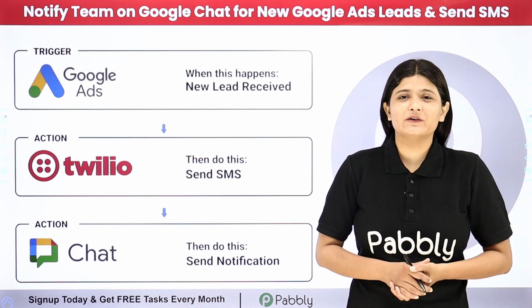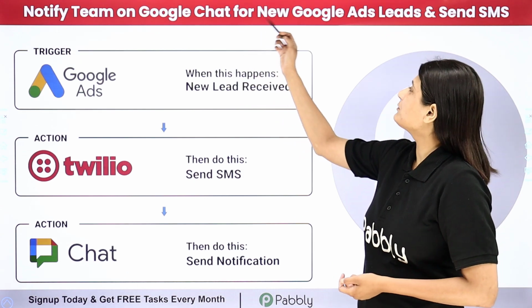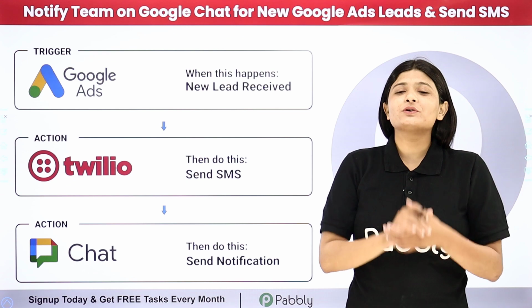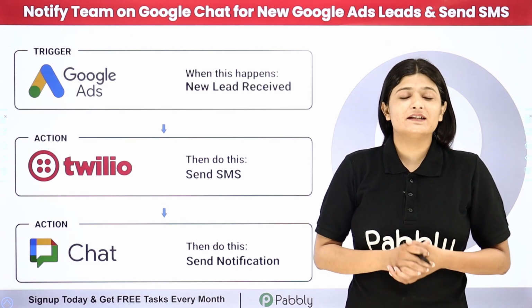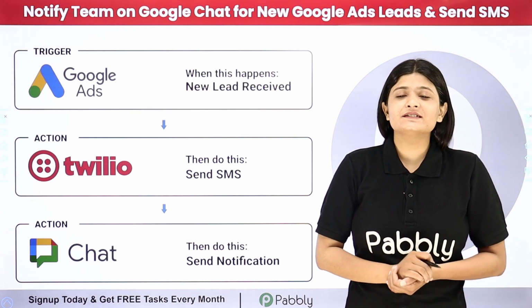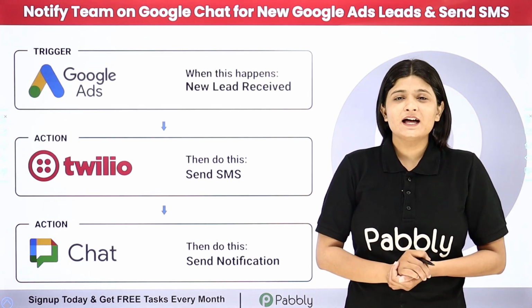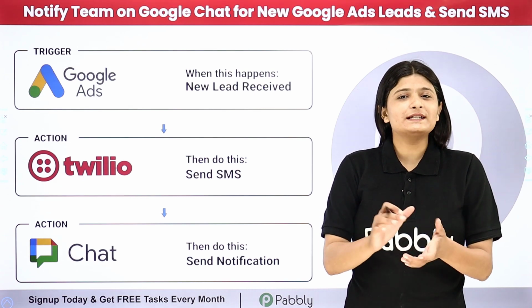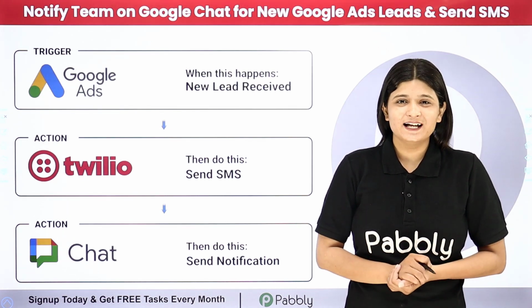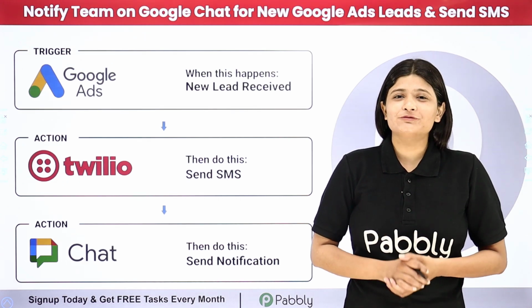So in this video, we are going to learn how to notify team on Google Chat for new Google Ads leads and send SMS. So let's suppose I'm running a marketing agency and running advertisements with the help of Google Ads. Now I want that whenever I receive a new lead with the help of Google Ads, I send automated SMS to all these leads and then my team should be automatically notified about this new lead. I can do this automation with the help of Pabbly Connect.